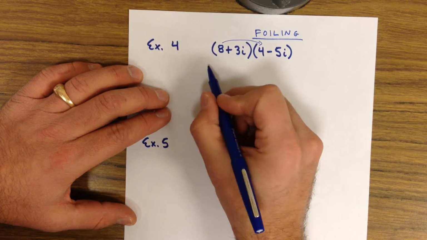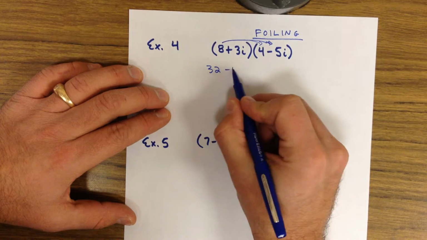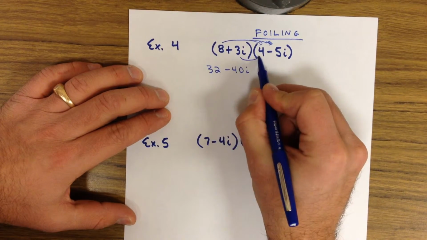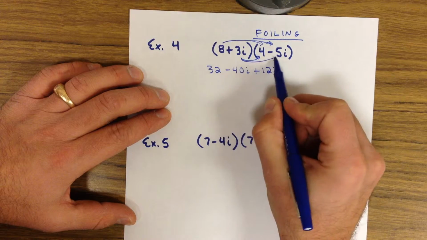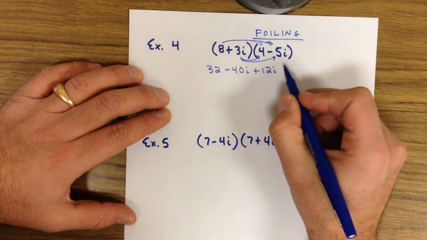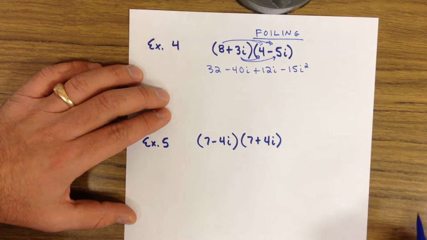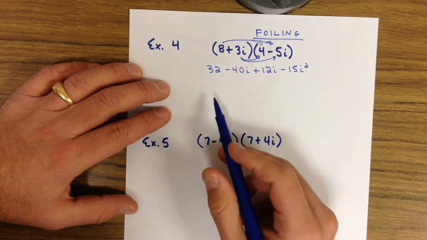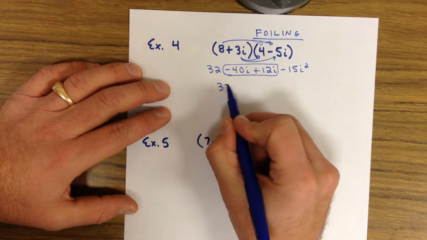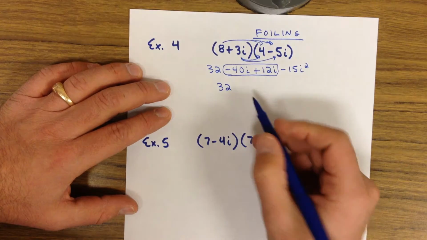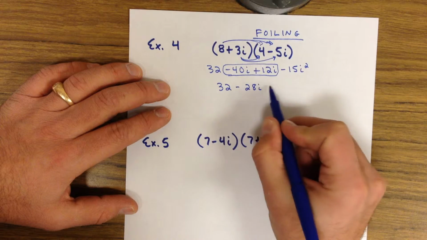So 8 times 4 is 32. 8 times negative 5i is negative 40i. 3i times 4 is 12i. And 3i times negative 5i is negative 15i squared. From there, I see that the middle terms are both i terms. So I get 32, and putting those two together, I'm going to get negative 28i.